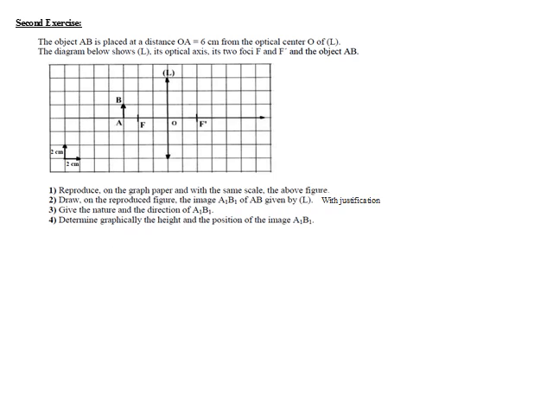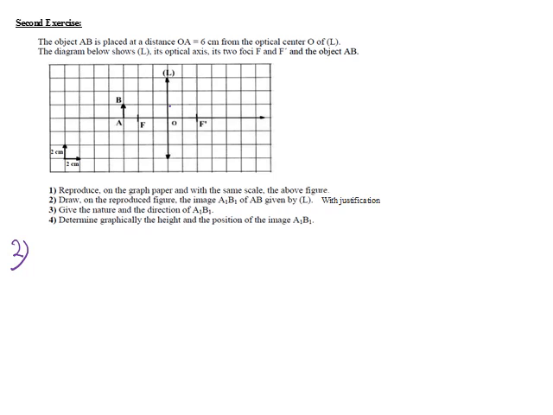Second exercise. The object AB is placed at a distance OA equals 6 cm from the optical center O of L. The diagram below shows L, the optical axis, F and F prime, the object focus and image focus, and the object AB. 1. Reproduce on graph paper, with the same scale, the above figure. 2. Draw on the reproduced figure the image A1B1 of AB with justification.